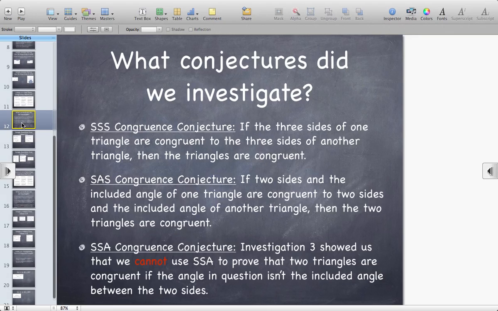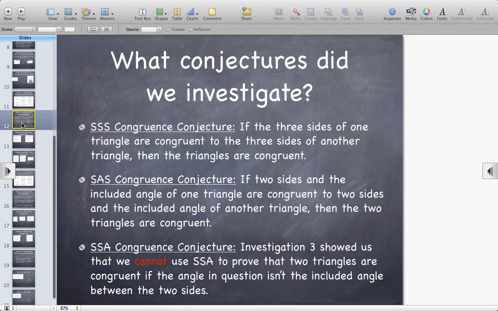However, side, side, angle cannot be used as a shortcut. We were able to show, with a little bit of difficulty, that there are two possibilities of measurements if I know two sides and the non-included angle are congruent to two sides and the non-included angle of another triangle.